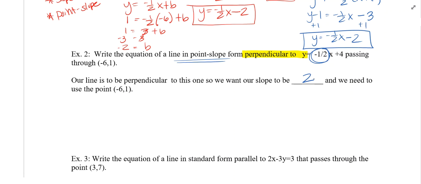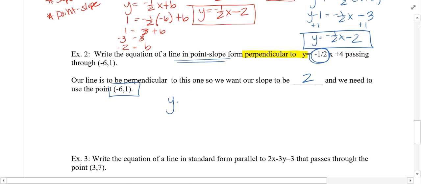So we've got a slope of 2, and we have this point, negative 6, 1. So point-slope form, I'm going to have y minus my y coordinate, 1, equals 2, my slope, x minus a negative 6. So it turns to a plus 6 because I got this negative 6. So it's minus a negative 6, which is how I get that plus. Okay.